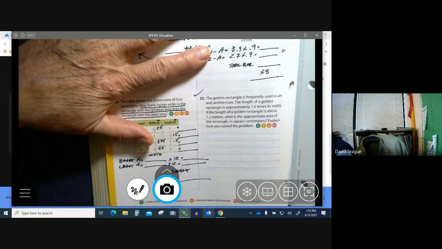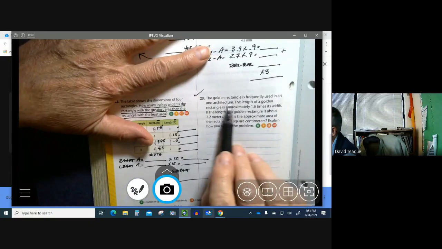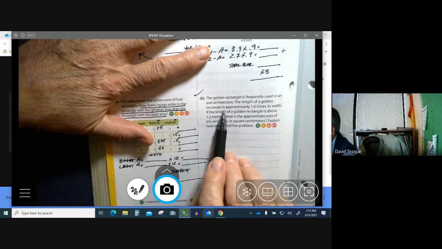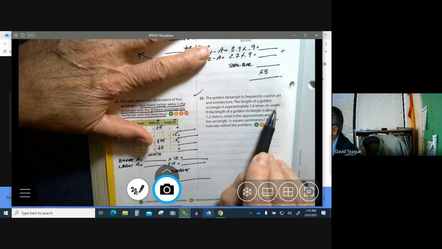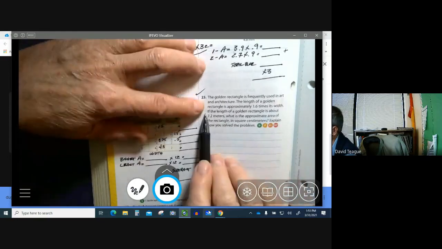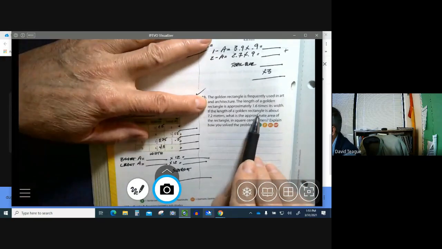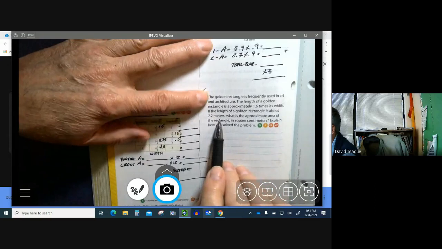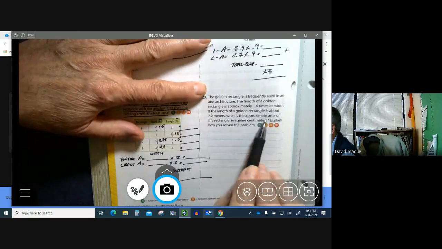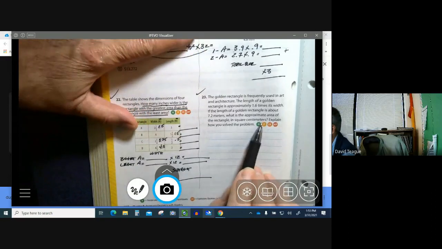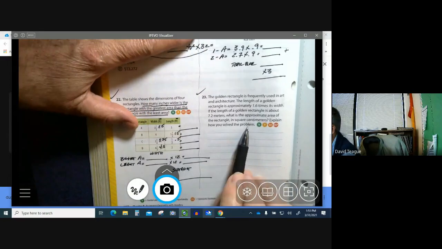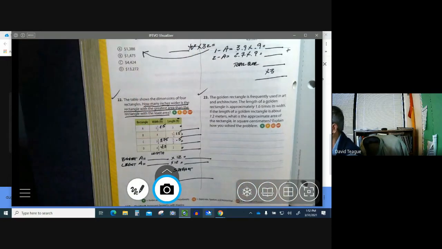23. The golden rectangle is frequently used in art and architecture. I've really never heard of this. The length of a golden rectangle is approximately 1.6 times its width. If the length of the golden rectangle is about 7.2 meters, what is the approximate area of the rectangle in square centimeters? Explain how you solve the problem. Okay, so I'm going to walk you through this.